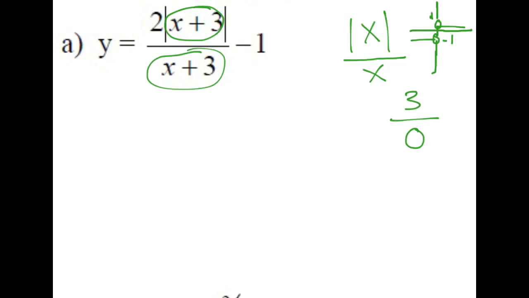The other transformation we have is a minus 1. And notice that is at the end. It is an after-the-fact thingy. It's like the last thing you're going to do to this function is subtract 1 from it if you are like me and follow the order of operations. So that's just going to move our graph down 1. And that plus 3 is going to move it left 3.